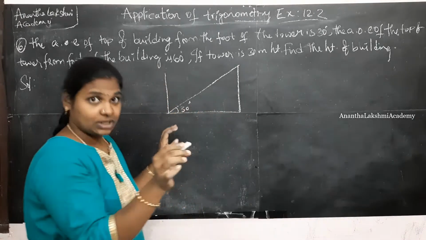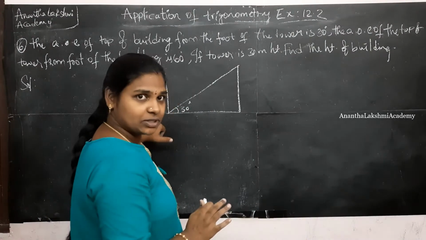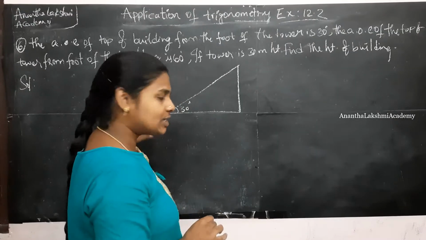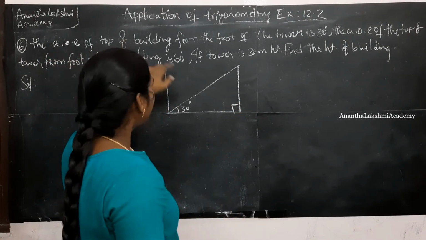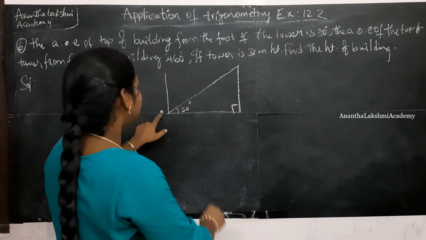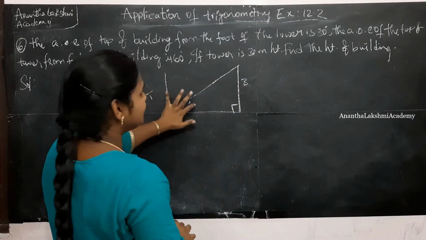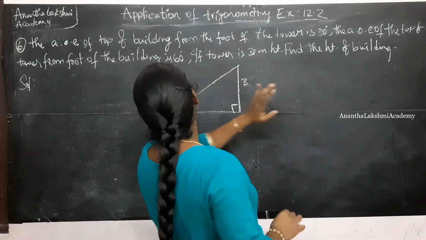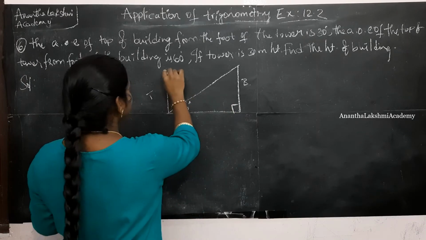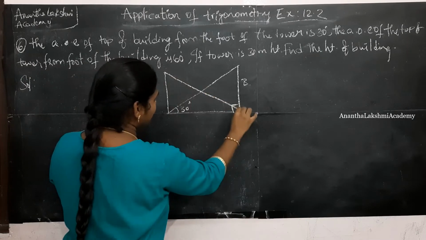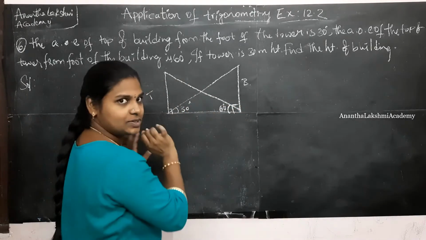And the angle of elevation or angle of depression is always considered only with respect to a horizontal line. So we must draw a horizontal line which forms a right angle triangle. The angle of elevation of top of a building from the foot of the tower: this is tower and this is building. From the foot of the tower is 30 degrees. And then the angle of elevation of top of the tower from foot of the building is 60 degrees. So this is going to be 60 degrees. And this forms a right angle in this triangle.